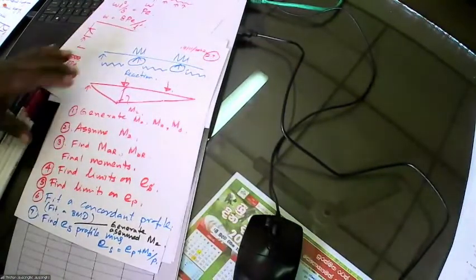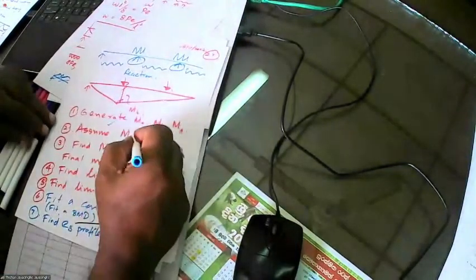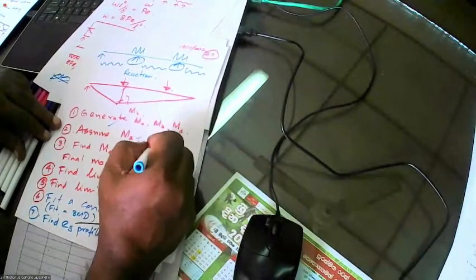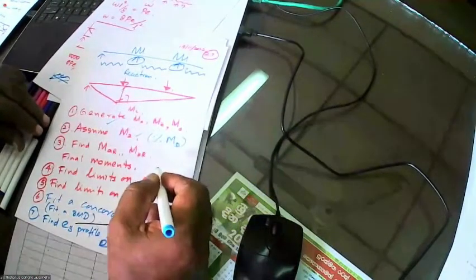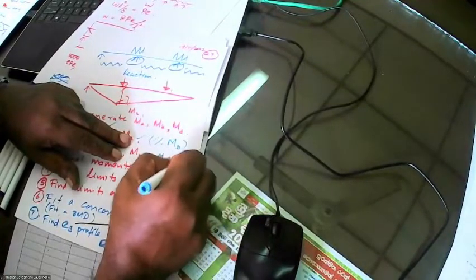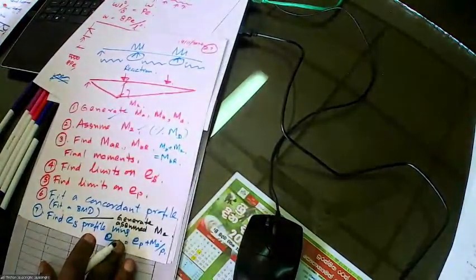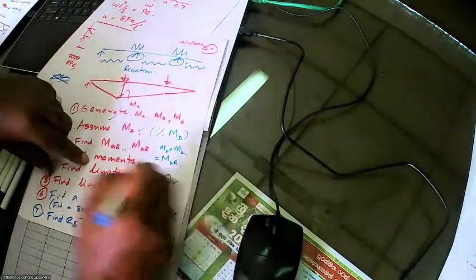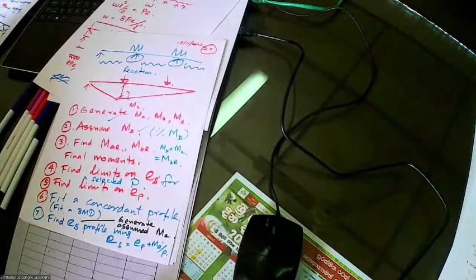So Bhashita, that's a summary of the design method. You know how to generate the bending moment envelope. You can assume M2 as a percentage of MD at the supports, and once you know MB plus M2 is MB with the secondary moments, and then when you know the final moment, you can find the limits on ES for a selected pre-stressing force.